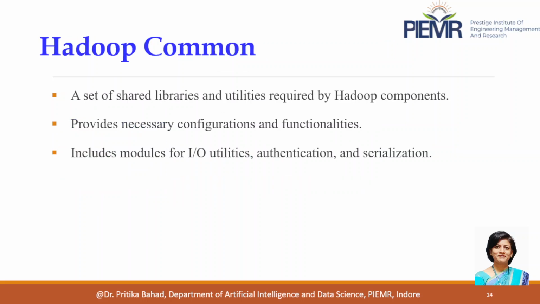The fourth component is Hadoop Common, a set of shared libraries and utilities required by Hadoop components. It provides necessary configuration and functionalities. It manages the I/O utilities for handling data, authentication and security features, and serialization and configuration settings. Without Hadoop Common, the other components wouldn't function properly.